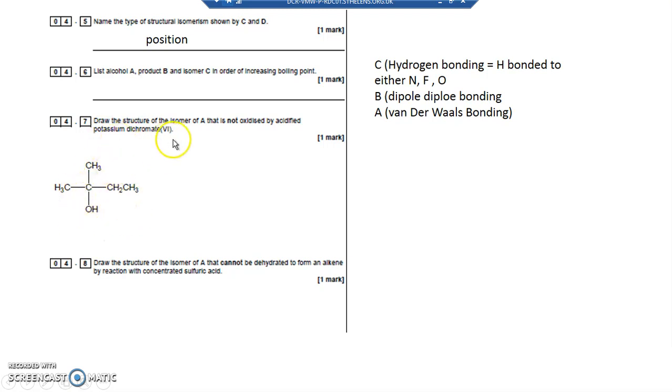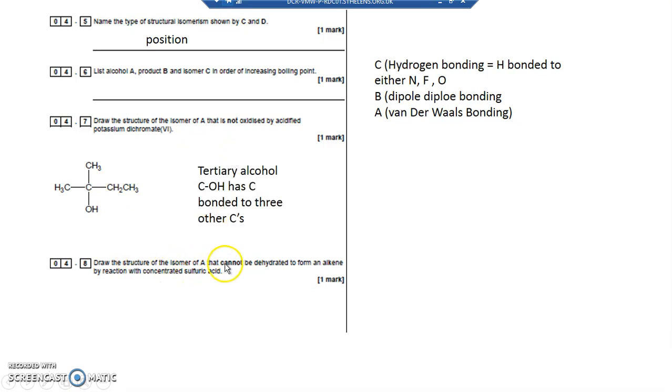But anyway, the question is saying which one is not oxidized, so I'm looking for a tertiary alcohol, so I'm looking for an OH bonded to a C, and therefore I can only have a methyl group, and to make the right number of carbons I can have an ethyl group here.